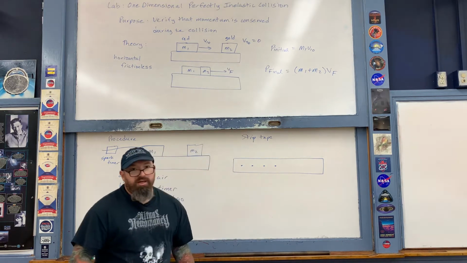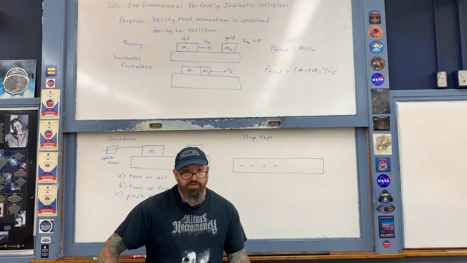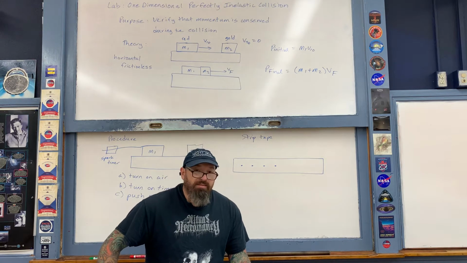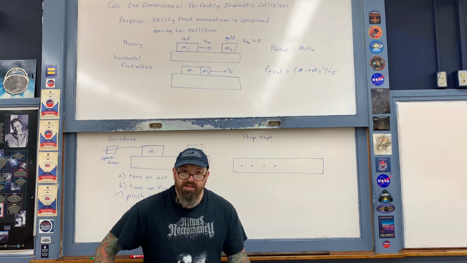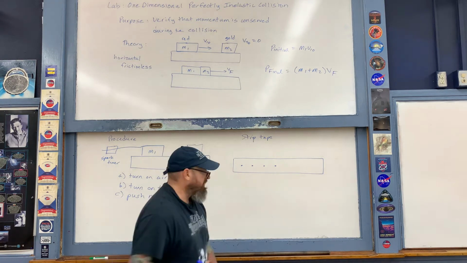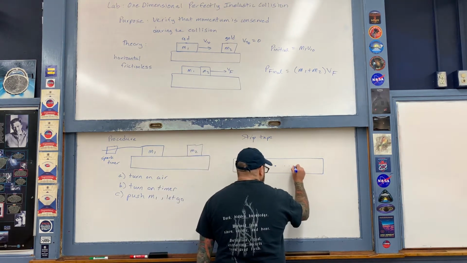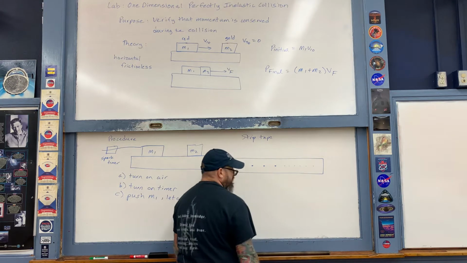And then the collision happens. The collision happens, however, over an extremely short period of time. After the collision, you'll see the dots still evenly spaced, but they'll be closer together because the constant velocity V final is less than the constant velocity V1 naught. So very noticeably, the tape will change and it will look like this.